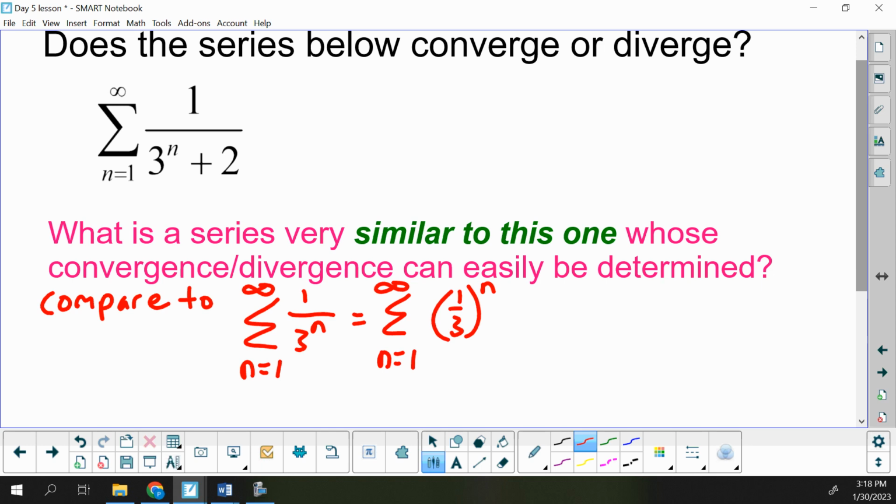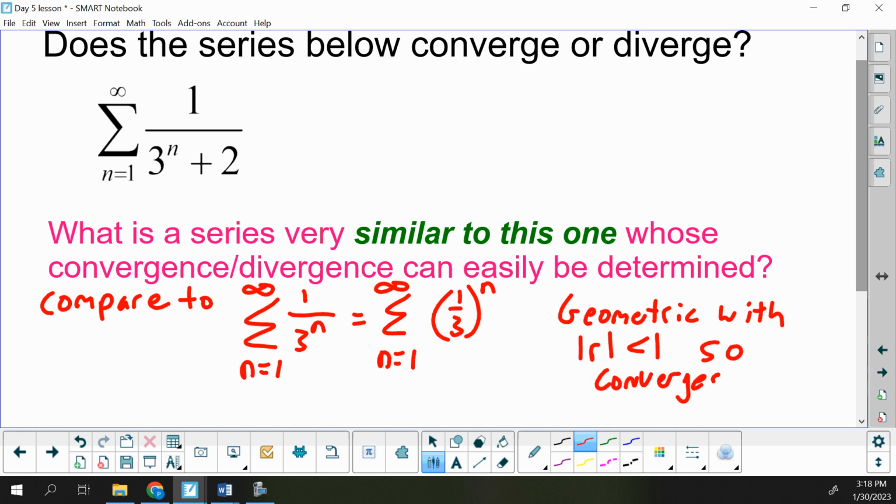Well, hopefully this is something we recognize now from the past couple days in class. We could say that this is geometric with absolute value of r less than 1, so it converges.